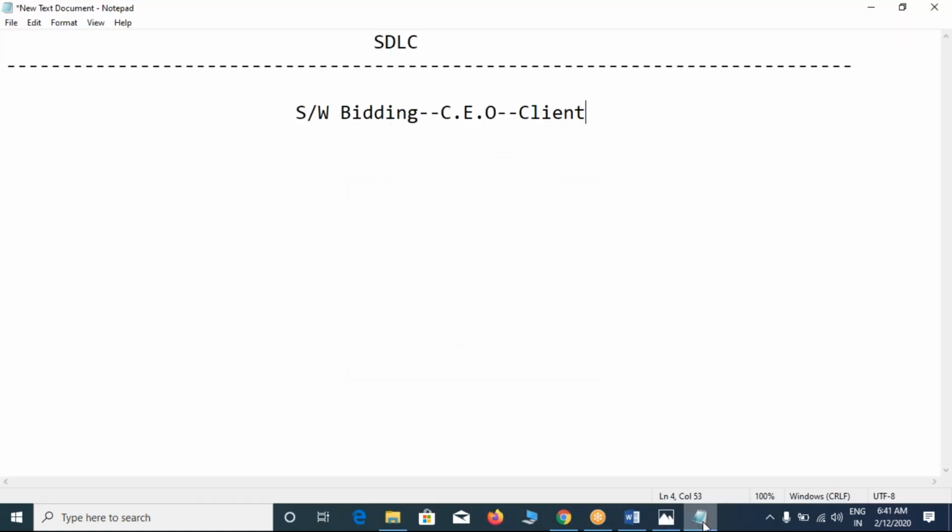Okay, I hope you understood the first phase. Once again, software bidding: the CEO goes to the client side and confirms the project. For confirmation, an agreement is made between the software company and the corresponding client. Next phase, kickoff meeting.